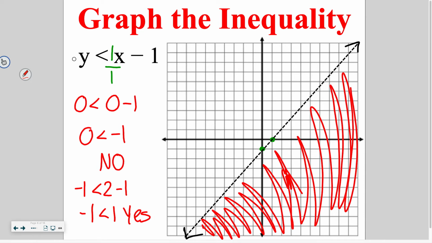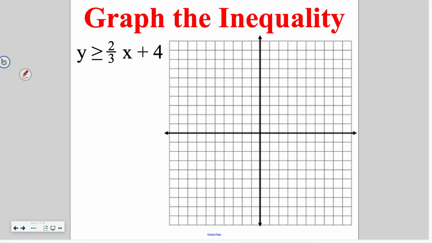Another way to think about it is if your variable is on the left side and your symbol is less than or equal to, you're going to be below the line. If your y is on the left side and it is greater than or equal to, you're going to be shading above where that line is. But that only works if your y is on the left side. So I'm going to go through another example here.